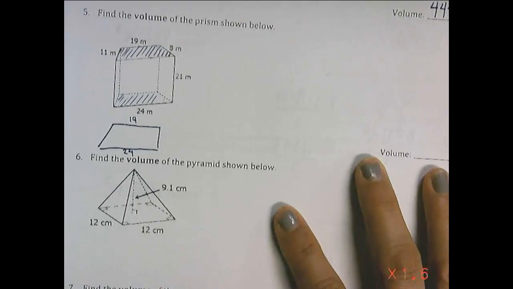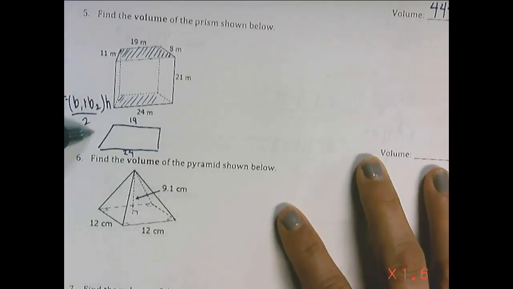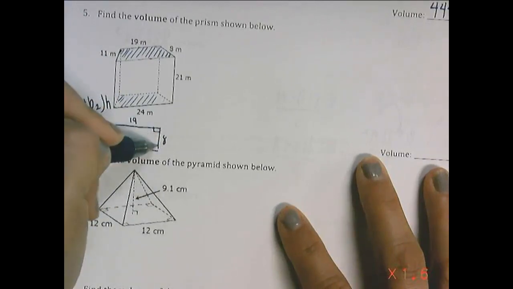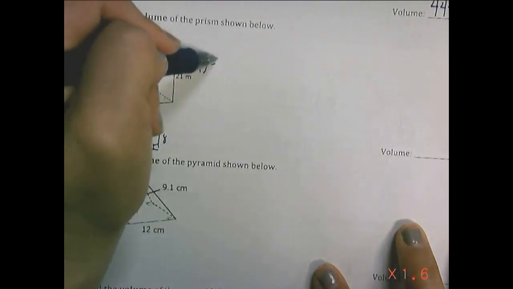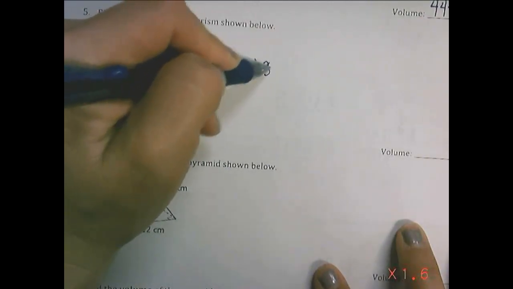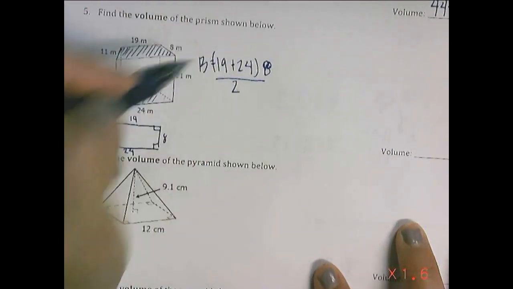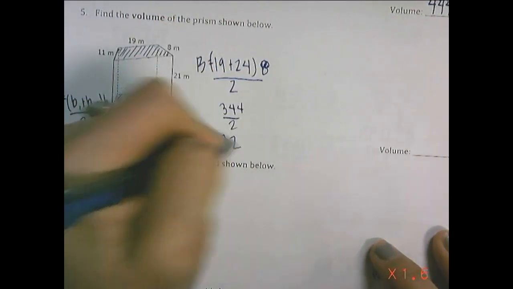All right, and the area of a trapezoid, because remember, big B is what I need to find, and that's going to be B1 plus B2 divided by 2, but also times your height. So, this is 11, this is 8. These would be your right angles. So, in order to find big B, I'm going to do 19 plus 24, and then times 8, and divide it by 2. All right, that will give me 344 over 2, which simplifies down to 172.